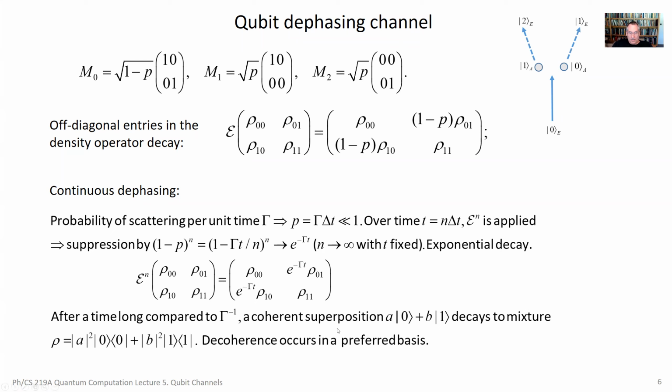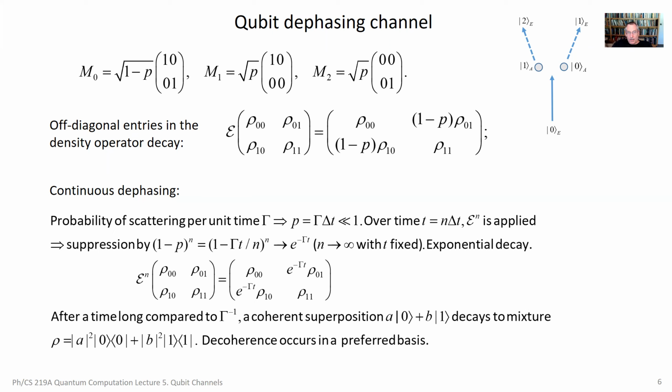Or here's another way of saying what I just said. When we apply this channel n times in succession in the limit I just considered, the on-diagonal terms are not affected, but the off-diagonal terms decay by a multiplicative factor, which is e to the minus gamma t. So if gamma t gets to be a large number, in other words, if the time gets large compared to 1 over gamma, then the off-diagonal terms become negligible.